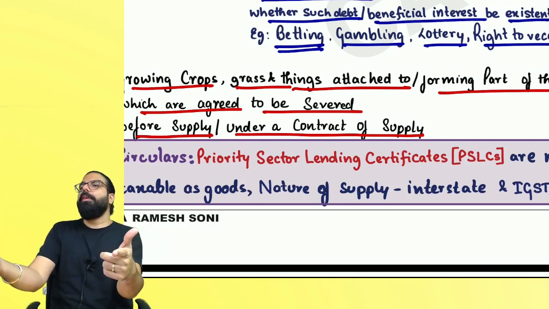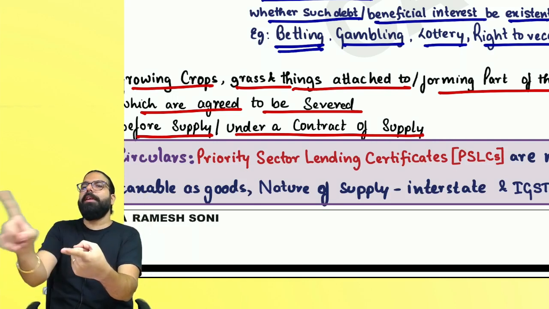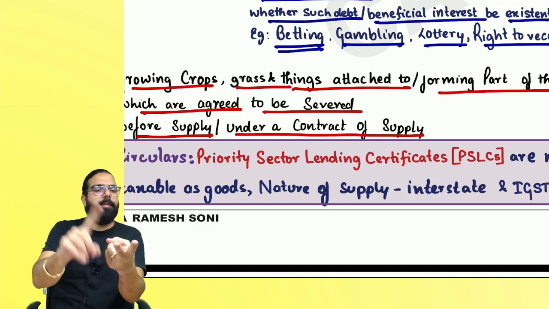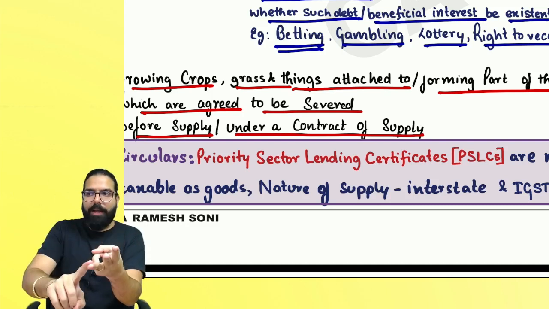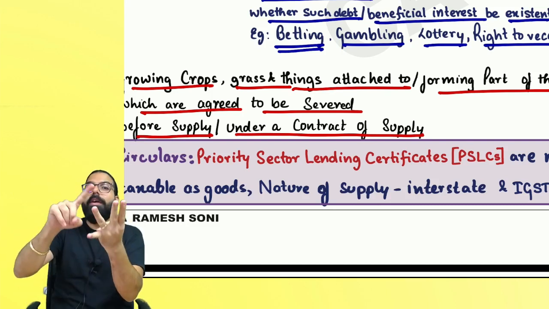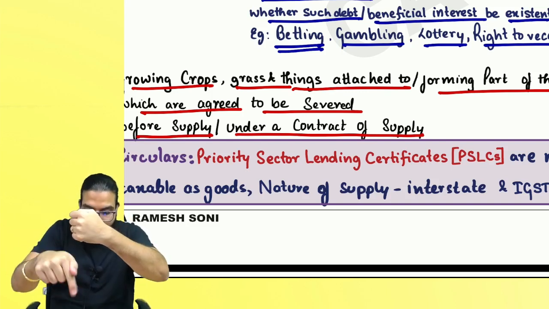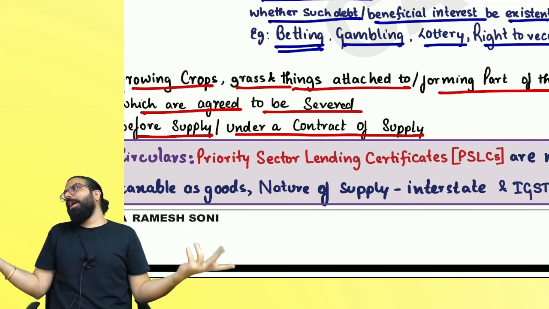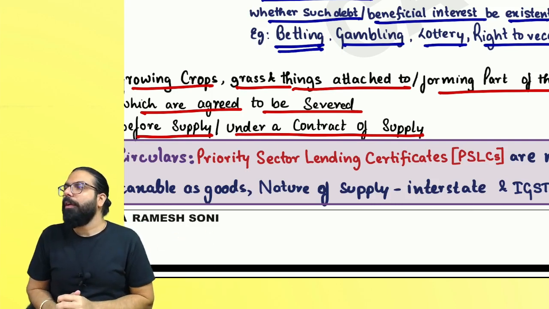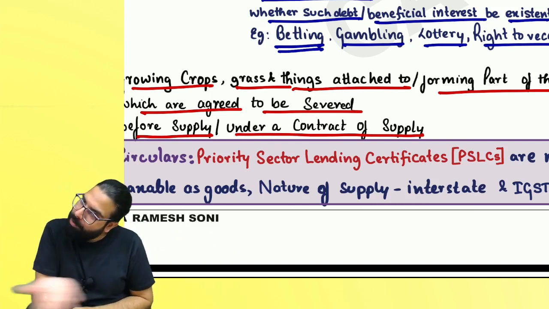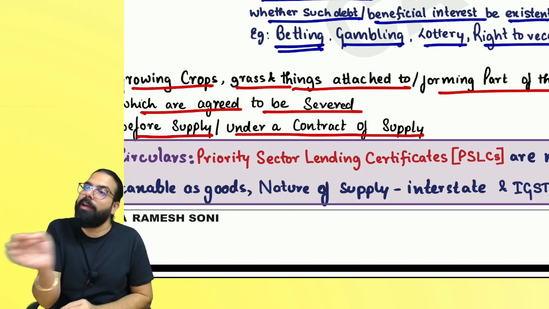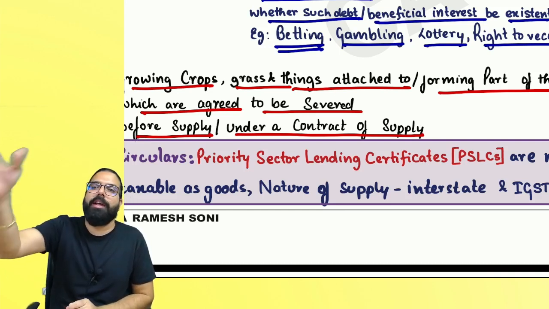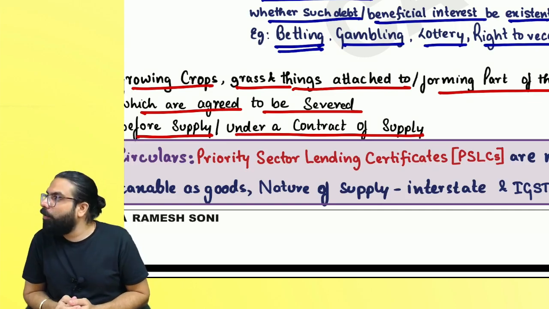Goods means every kind of movable property other than money and securities, but includes actionable claim, growing crops, grass, things attached to the land which are agreed to be severed before supply or under a contract of supply. Either before supplying you have already cut, or you have contracted that, sir, I will cut and supply to you. That day it will become goods. Can I go ahead, everyone?